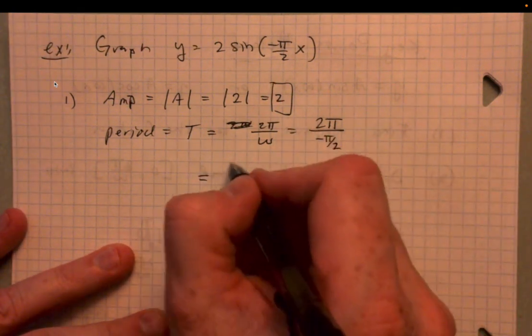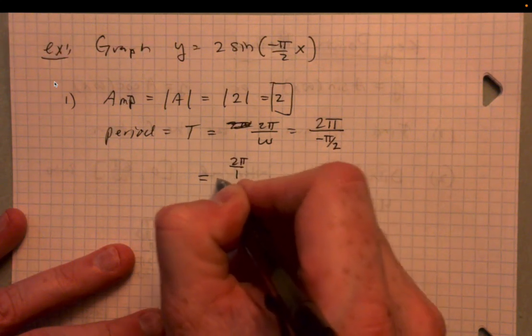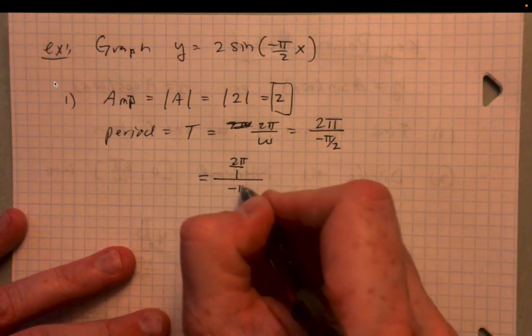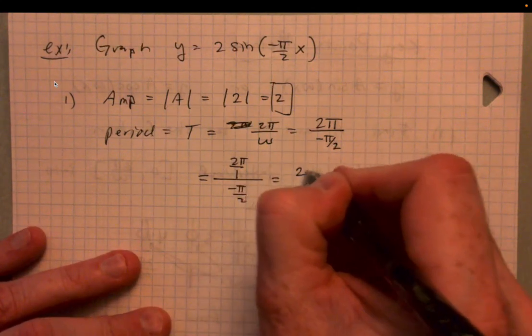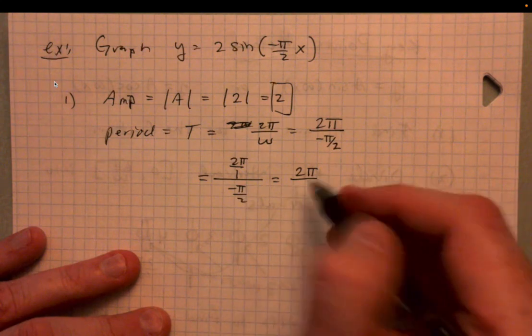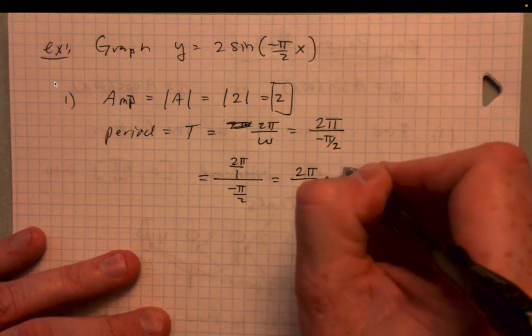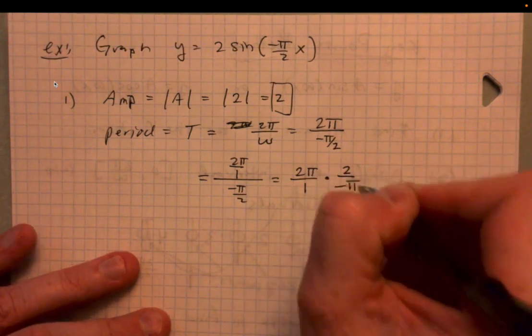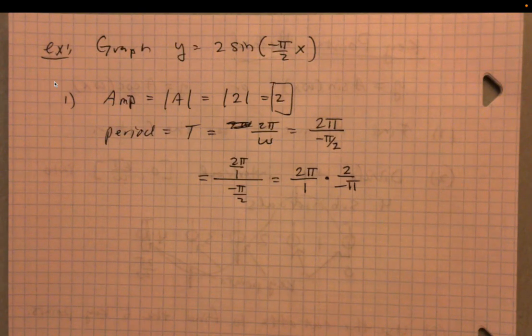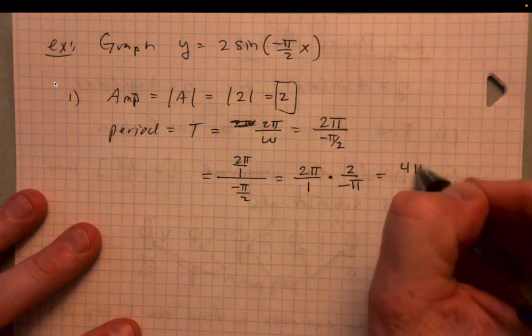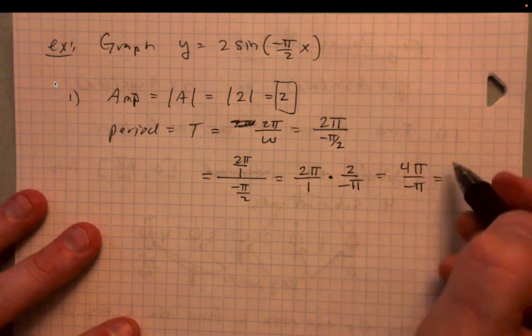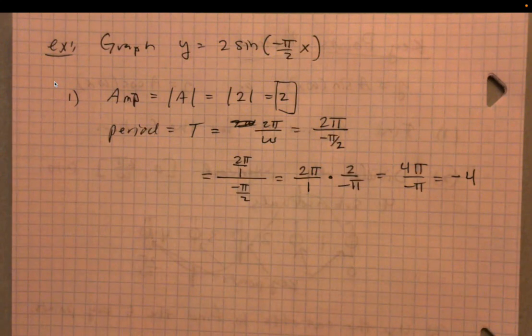2 pi is the same as 2 pi over 1, and negative pi over 2 in the bottom like this, right? So I got a fraction divided by a fraction. Remember to invert the denominator and multiply. So 2 pi over 1 times 2 over negative pi, like so, right? And then you just simplify, do the multiplication and simplify, and so I would get 4 pi over negative pi. Well, this is just negative 4. Okay, so the period in this case comes up as negative 4.